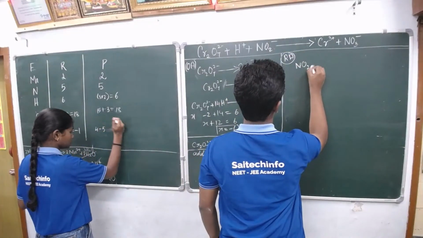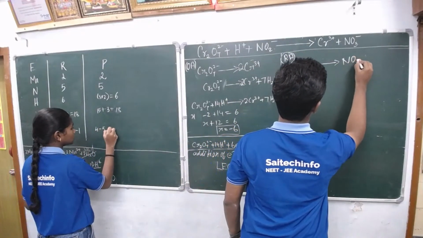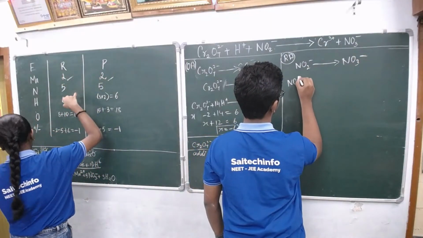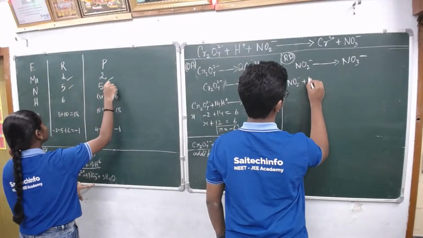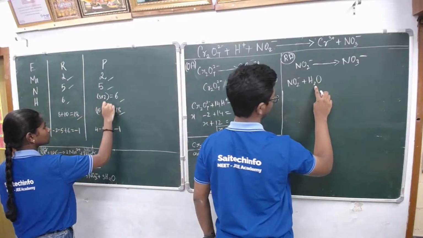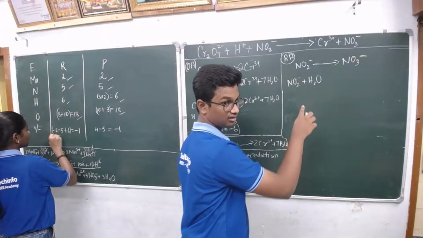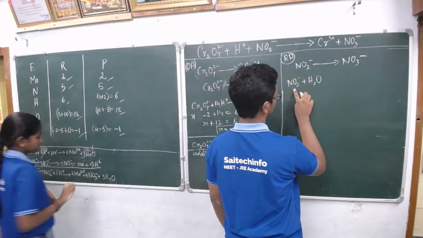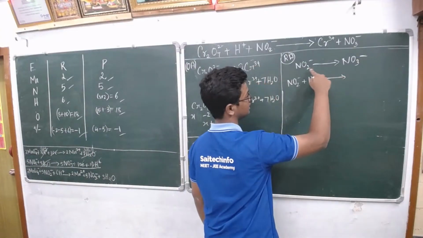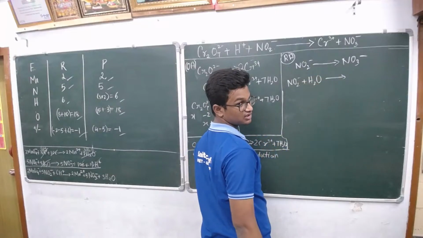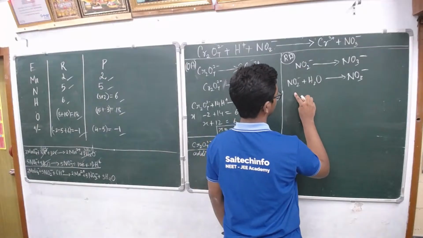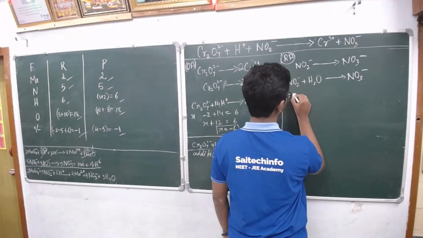NO2 minus to form NO3 minus. First we are adding oxygen on the left side. What is NO2 minus? NO2 minus is nitrite, the nitrite anion. NO3 minus is the nitrate anion. And then we are adding H2O on the left side. Why? To balance the oxygen, because of the deficiency. So NO3 minus.